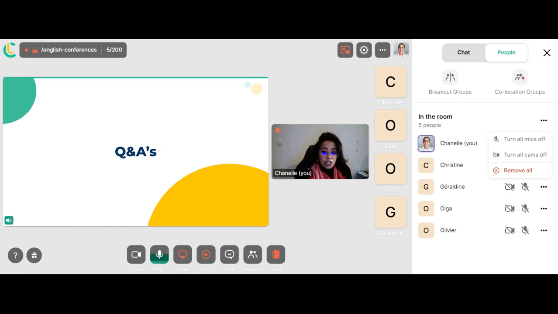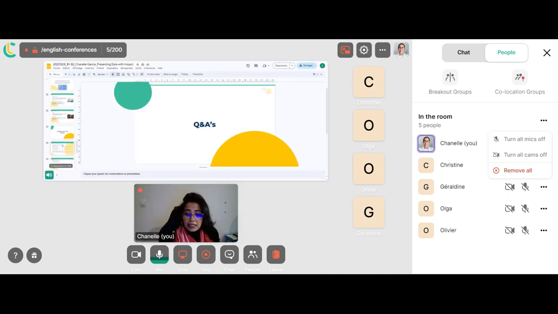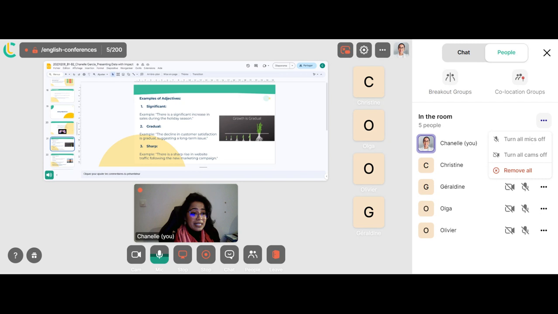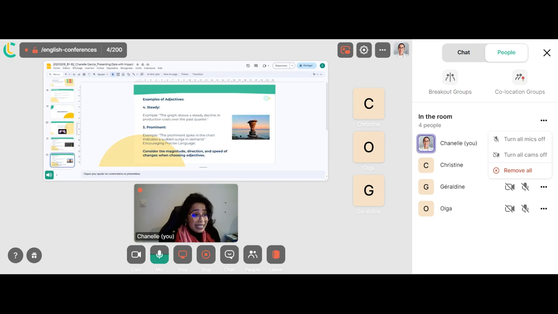So before we have our Q&As, I would like to draw our attention again to the adjectives. These adjectives can really help us when it comes to speaking about what we want to get across. There are many, many others. However, it's important that these that we have, we can use them and they are readily available to us. For example, significant, gradual, sharp, steady, prominent. We need to consider the magnitude and the direction and the speed of the changes when we choose our adjectives.